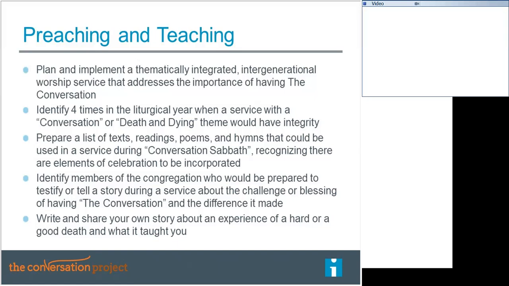So people can also prepare a list of texts, readings, poems, and even hymns that could be used in a service during conversation Sabbath or whenever you choose to preach a sermon, recognizing that there are elements of celebration to be incorporated. Now, what do I mean by that? Well, I think it's worth celebrating that we, as people of faith, are prepared to talk about a topic that touches us all, that we want to clarify what we value most in life, that we have a certain readiness to share our wishes for care through the end of life with our loved ones, and that we want to ground our conversations about the kind of care we want in our values and in our faith.